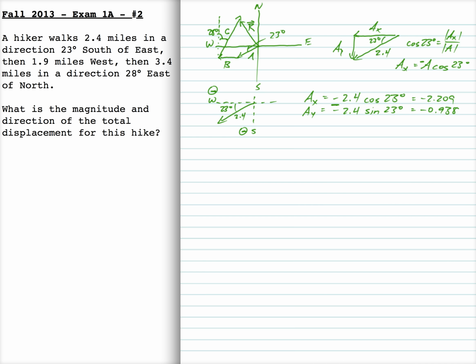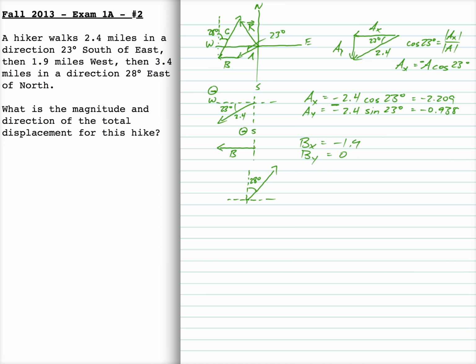Alright, let's move on to vector B. That's pretty easy. B just points due west, 1.9 miles, so Bx is minus 1.9, and By is 0. And then vector C looks like it points 28 degrees east of north, like this.